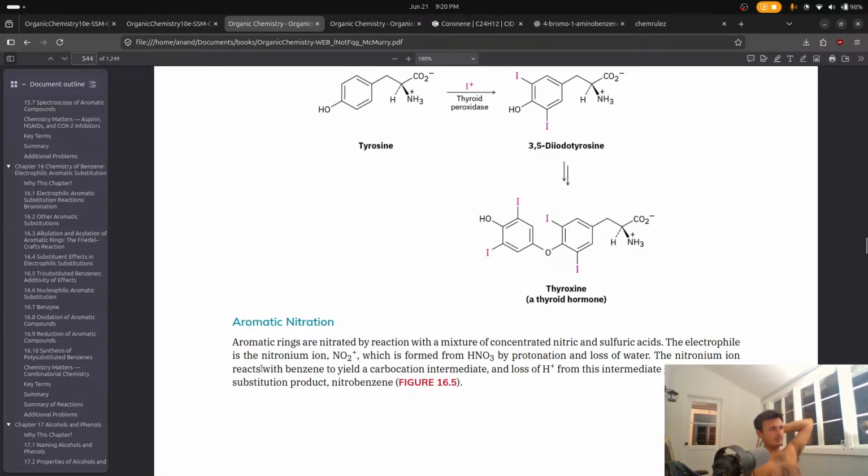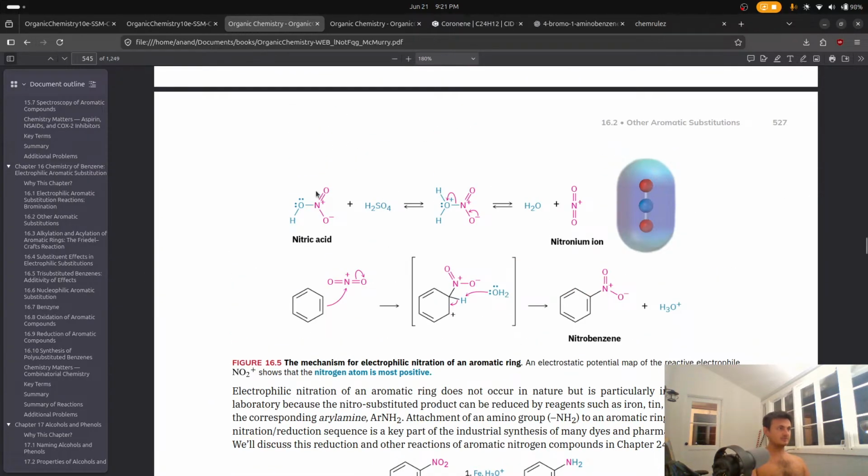The nitronium ion reacts with benzene to yield a carbocation intermediate and loss of a proton. Okay, so then the benzene alkene double bond attacks, and then we're given an NO2 and then a carbocation. Then what happened? Wait, let's just look at the mechanism. Oh, here we go. I want to draw this. Now this is cool.